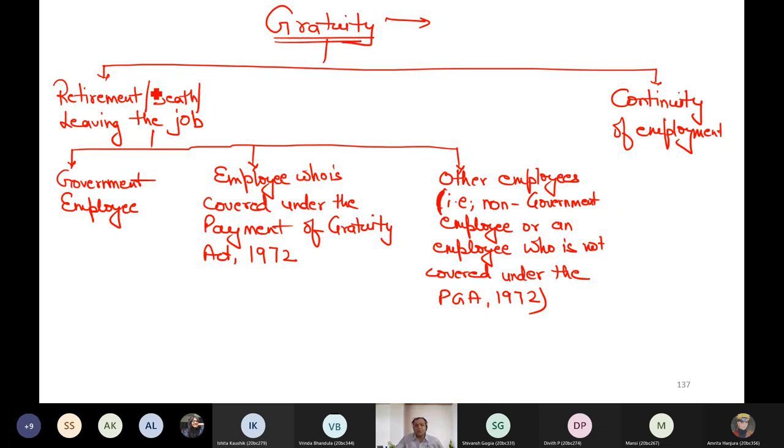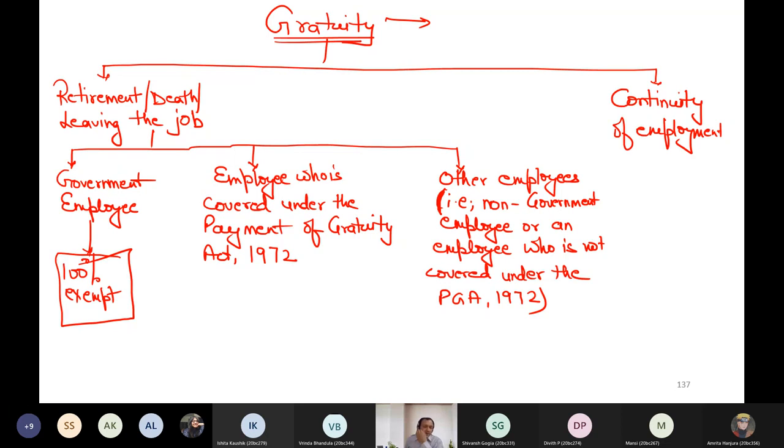If you receive gratuity either at the time of retirement or, God forbid, death or leaving the job, and you're a government employee, then it is 100% tax free. Whatever you receive is 100% tax free. This is the first point. So if someone in a government job receives 40 lakh at the time of retirement, he or she is not supposed to include 40 lakh while computing income under salary, because as per the provision, it is 100% tax free.